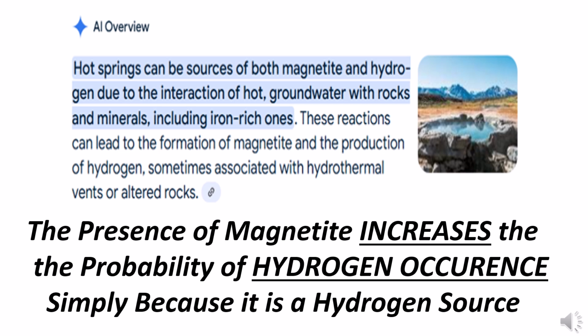the interaction of hot groundwater with rocks and minerals, including iron-rich ones. These reactions can lead to the formation of magnetite and the production of hydrogen, sometimes associated with hydrothermal vents or altered rocks. All these AI overviews can be summarized into the statement that the presence of magnetite increases the probability of hydrogen occurrence simply because it is a hydrogen source.